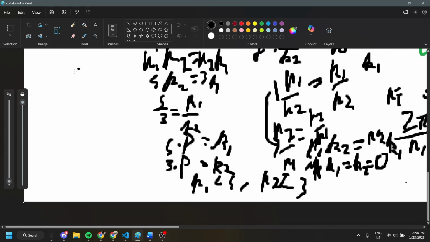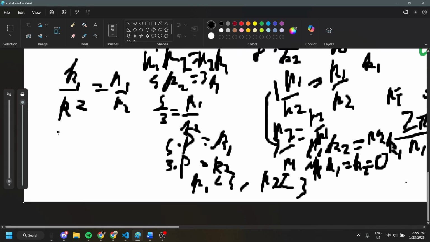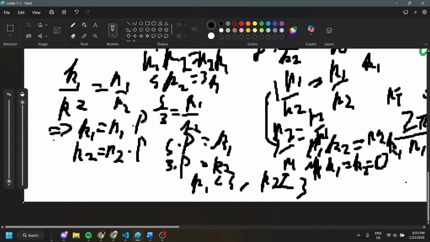So we know that this is untrue because k1 over k2 is equal to n1 over n2. Is that what we got? If n1 is equal to 5, yeah. So we know that this would mean that k1 is equal to n1 times some integer p, and k2 is equal to n2 times some integer p.